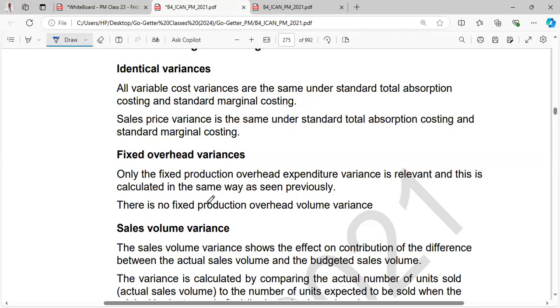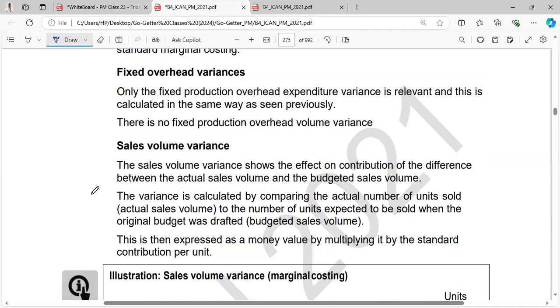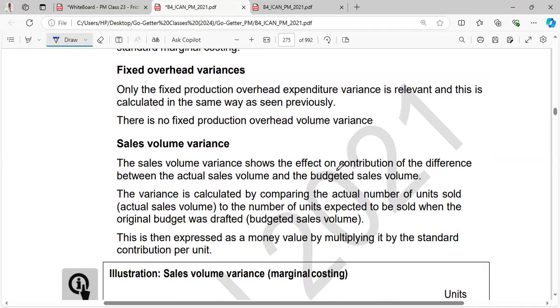Then sales volume variance. Sales volume variance shows the effect on contribution of the difference between the actual and budgeted sales volume. Unlike the other one that shows the effect on profit, this one shows the effect on contribution. So that's it.